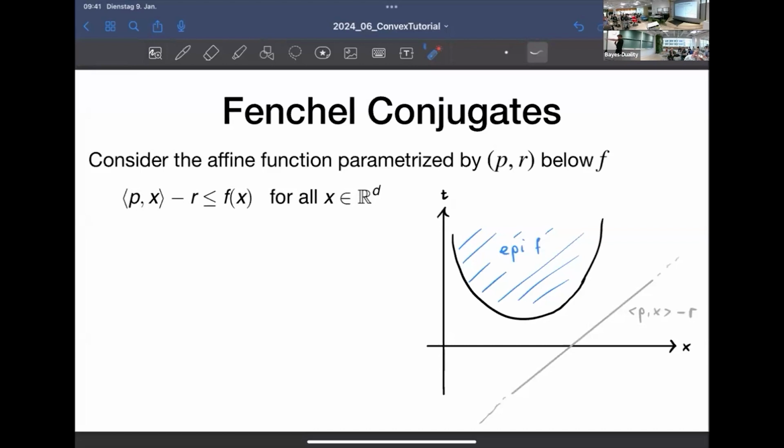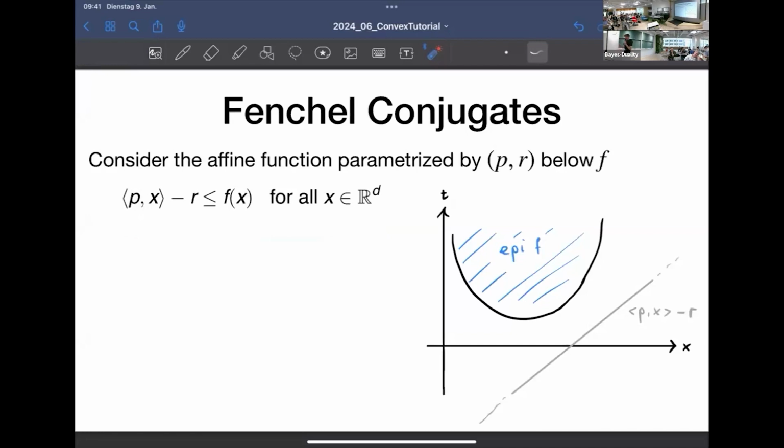maybe we have a look at our function f, and we have an affine function which is parameterized by the data p, r. Any affine function which is globally below my function f satisfies this inequality: p, x minus r less or equal f of x for all x in R^d. You all agree with this? I just wrote down the condition for an affine function to be below f.